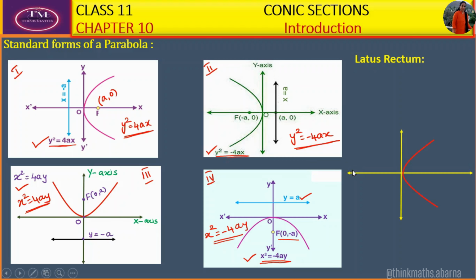Now if you have the parabola here and you have the focus here, the line passing through the focus is called the latus rectum. So this is AB. AF value is 2A and these are equal. So totally latus rectum is nothing but AB. So AB is 2A plus 2A, which is 4A. So latus rectum is 4A.